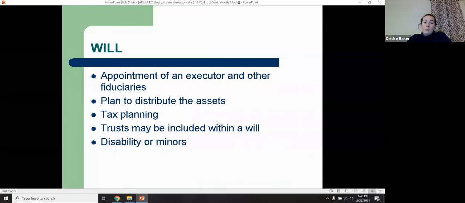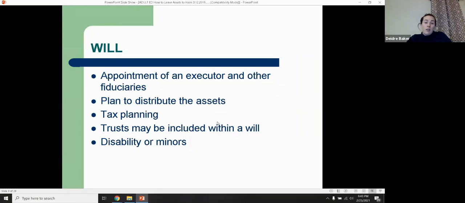And it really can be as simple or as complicated as you decide. And a lot of it really depends on the nature of your estate, what type of assets you have, your family structure, your family dynamics. So everybody's will is very different, and it really depends on what your goals are and what you're hoping to achieve by doing this type of plan.